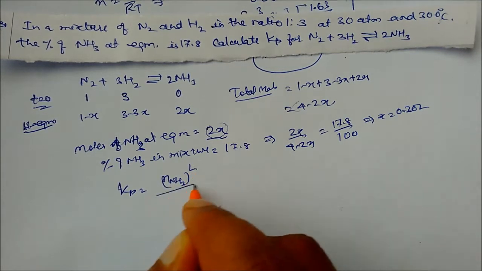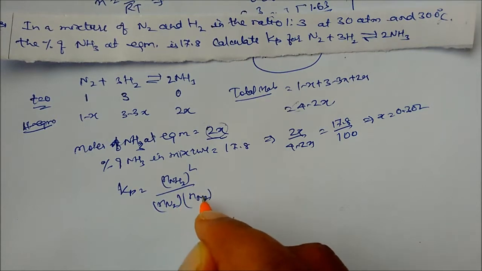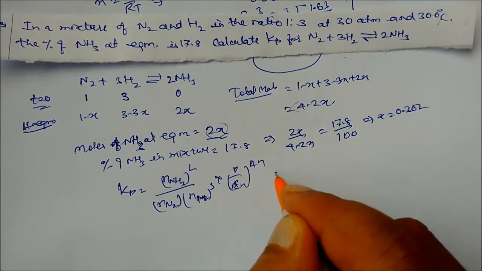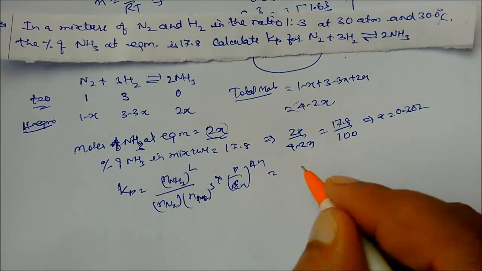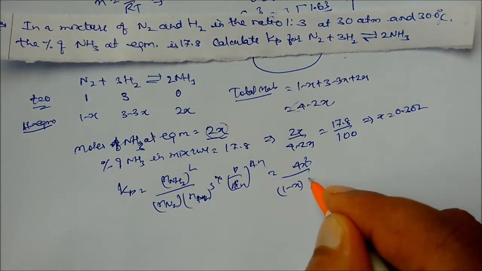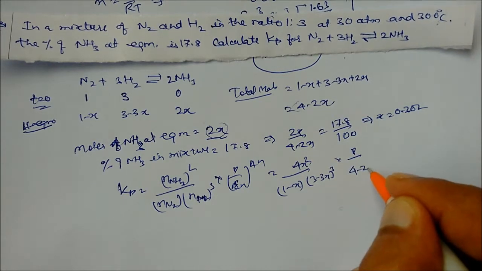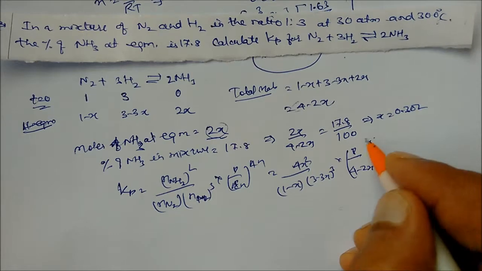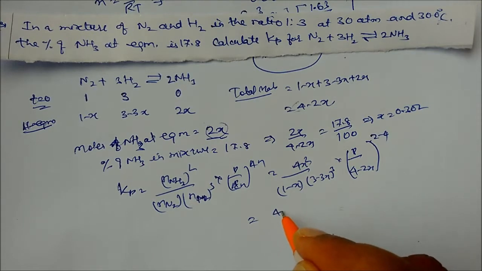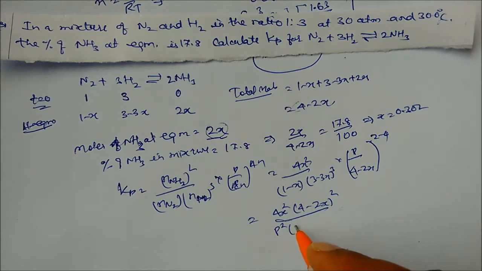Now Kp. Kp is nothing but the moles of ammonia whole square divided by the moles of nitrogen multiplied by the moles of hydrogen into cube, multiplied by P to the power of delta n. As per this formula we put in the values. So it will be 4x square divided by 1 minus x, and this will be your 3 minus 3x whole cube, and this is your P, total pressure, 4 minus 2x. Again delta n is 2 minus 4, which will be your minus 2. On solving we'll get 4x square (4 minus 2x) whole square divided by P square (1 minus x).